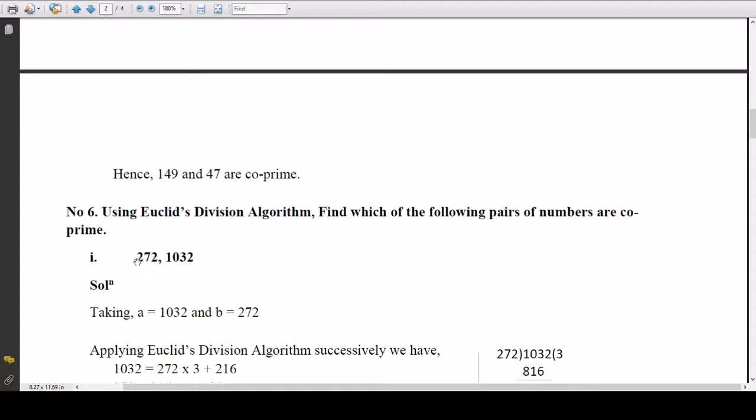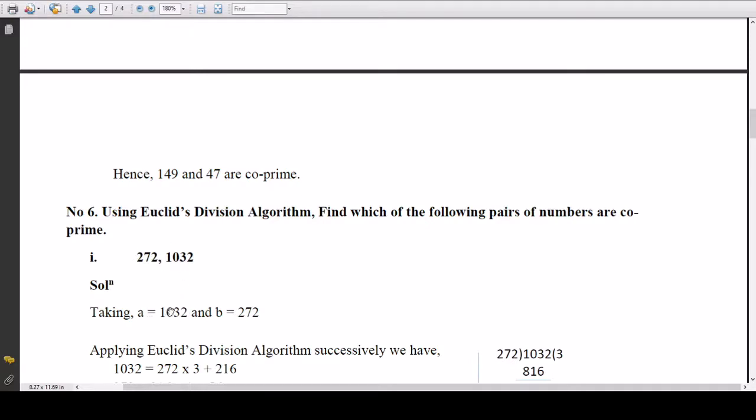Co-prime does not mean each of these numbers is a prime number. 272 is not a prime number, 1032 is not a prime number, but when we consider both of these two numbers, whether they are co-prime or not, one related to the other. This number is co-prime or not related to the second number. If you can find out that the HCF is 1, then they are co-prime, otherwise they are not co-prime. Now let us proceed ahead with this.